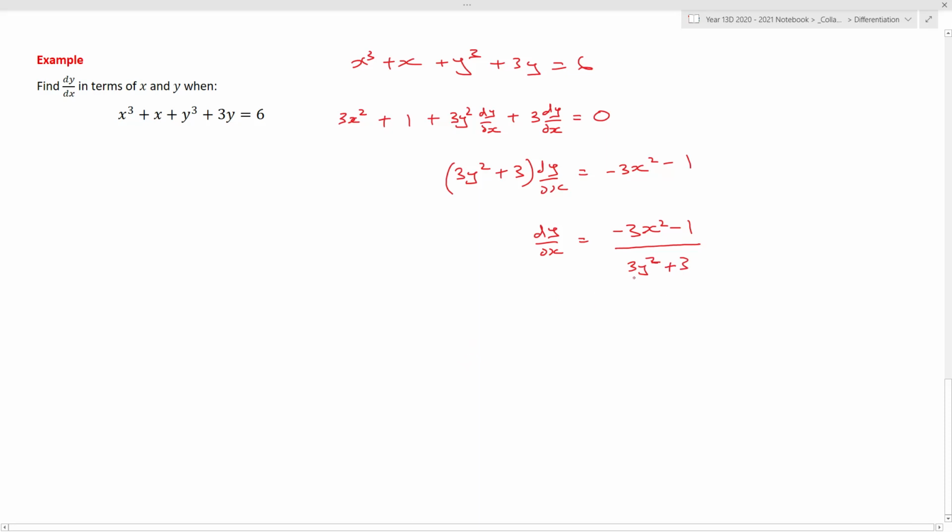I'm happy with that. If you feel the urge to tidy up, you could say you have minus 3x squared plus 1 all over 3 brackets y squared plus 1. But that's job done. Okay, so hit pause, copy the example down. Once you've done, we'll have a look at one more example.